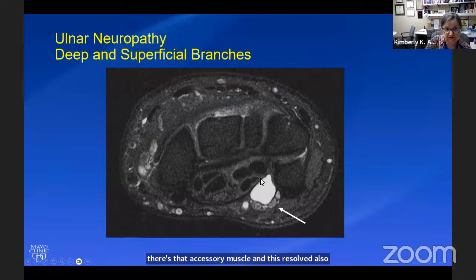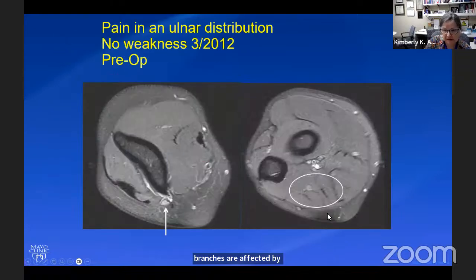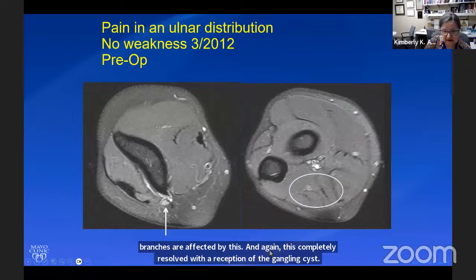Here's an example just of a more ordinary kind of ulnar neuritis that's related to this ganglion cyst. And you can see that both the deep and superficial branches are affected by this. And again, this completely resolved with resection of the ganglion cyst. So this is the major pitfall I think that we see.